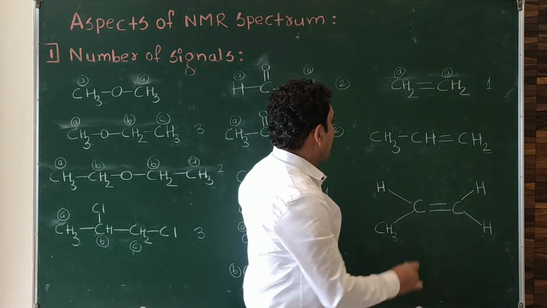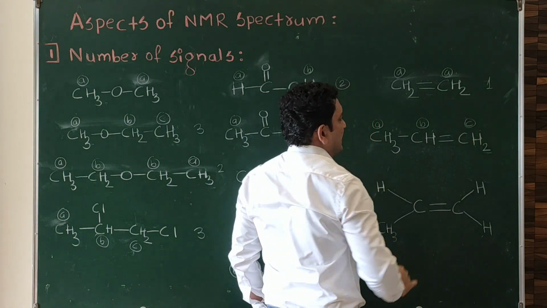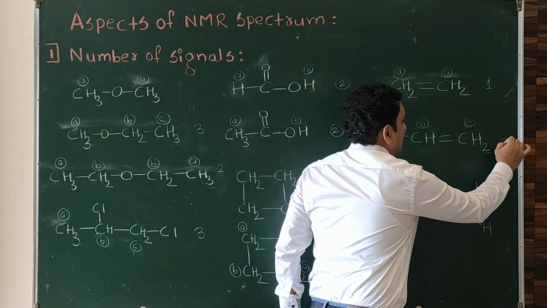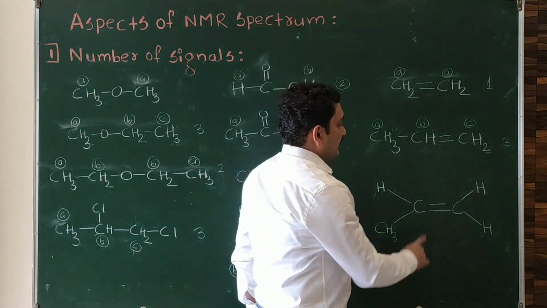Propene. As there is a CH3, CH and CH2, we are expecting they should give different signals. We are expecting 3 signals for propene. But practically we get 4 signals. How can that be? We can justify it.